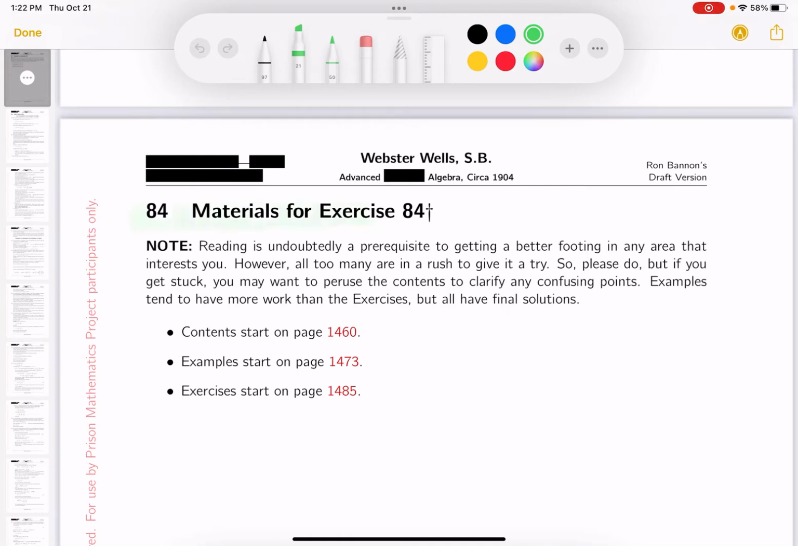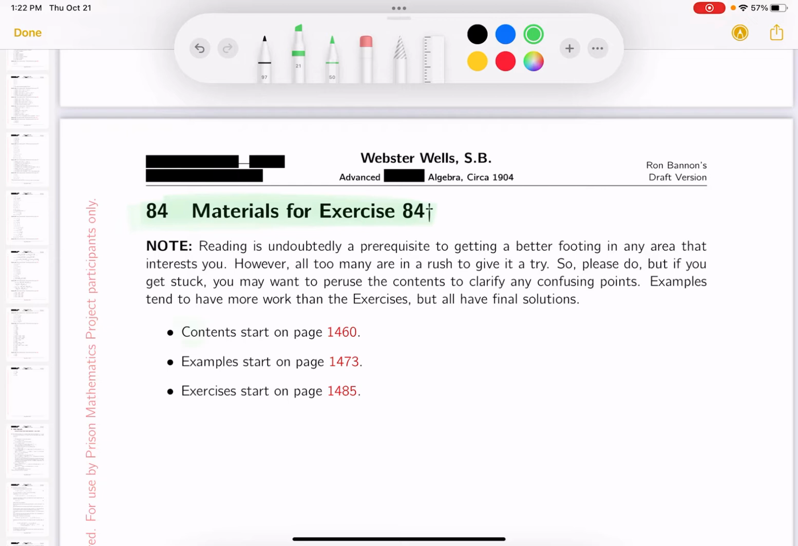Okay, we're in section 84. Again, there'll be contents. It looks a little bit lengthy to me from 1460. Then the example started page 1473. So it looks like a lot of reading to do. And then exercises.